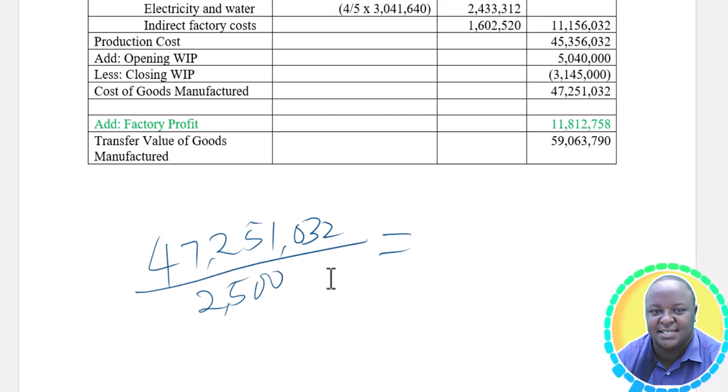If we do that, let me see what we are going to get. 47,251,032 divided by 2,500, you will get 18,941. This is the cost per share.